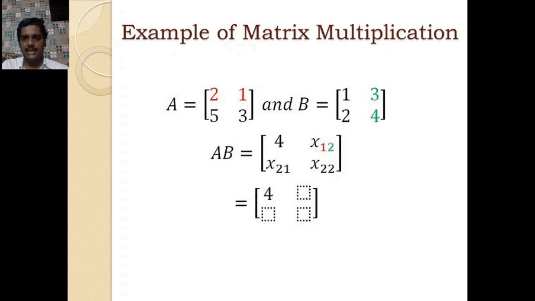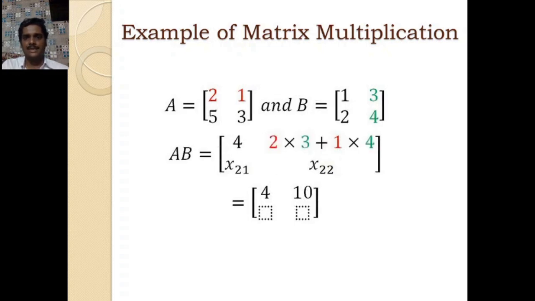Row index is 1. So row 1 is selected. Column index is 2. So column 2 is selected. You have to multiply them. So this 2 multiplies with 3 plus 1 multiplies with 4. 2 into 3 is 6. 1 into 4 is 4. 6 plus 4 is 10. So your x12 is 10.